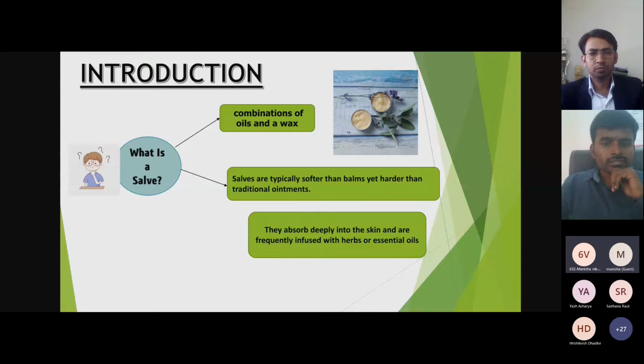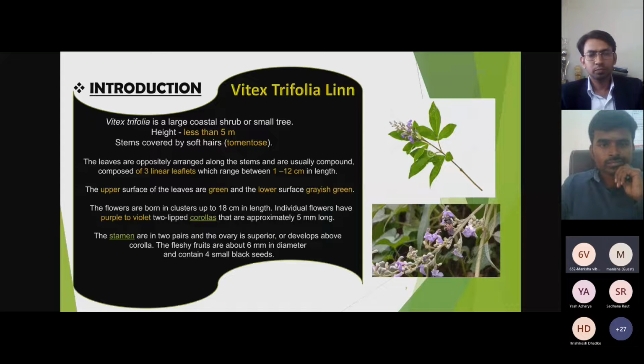When we look at a salve, the formulation looks like a balm or an ointment. But a balm or an ointment is a different category, whereas a salve is another category. Salves are typically softer than balms yet harder than traditional ointments. They absorb deeply into the skin and are frequently infused with herbs or essential oils. A salve is made up of ingredients like beeswax and tincture, that is, the herbal extract that I'm using.